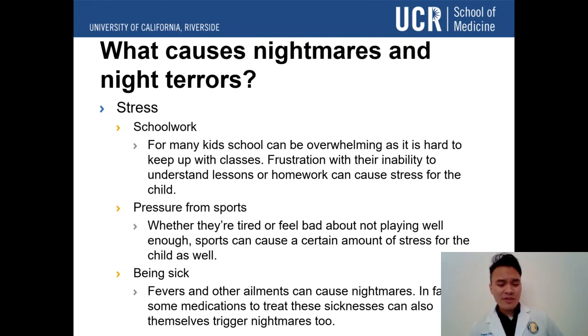Pressure from sports, sometimes they'll feel bad when they're not playing well enough, and just sports in general can cause a lot of stress for the child just doing it, right? And so that's something you'd want to look out for as well. Being sick, fevers and other ailments can definitely cause nightmares. Your body feels bad, so your mind feels bad, and so you start getting nightmares and other parasomnias. Some medications to treat these sicknesses can also cause nightmares as well. So you want to be careful or be aware of what the child is taking, and maybe see if there's a correlation between them taking the medication and them starting to have these parasomnias.